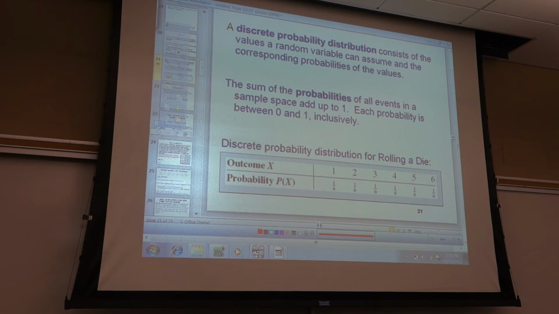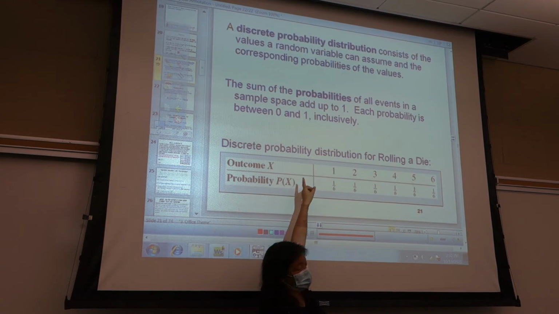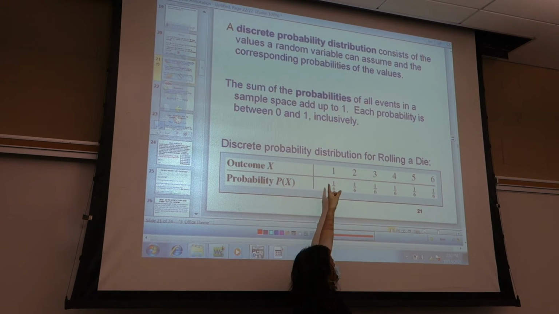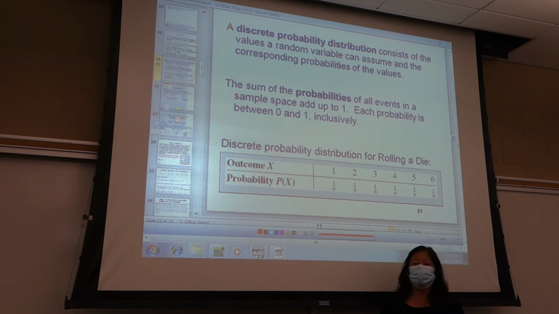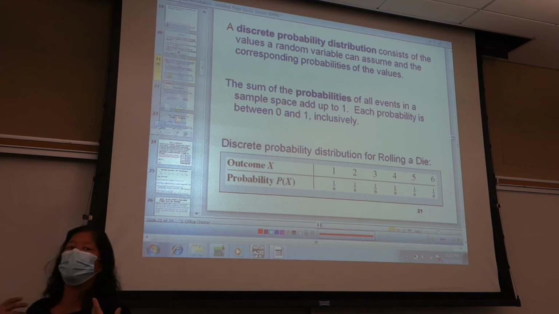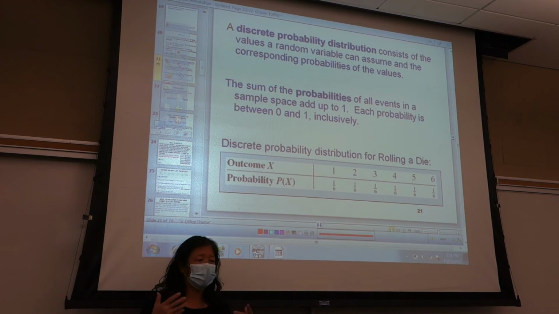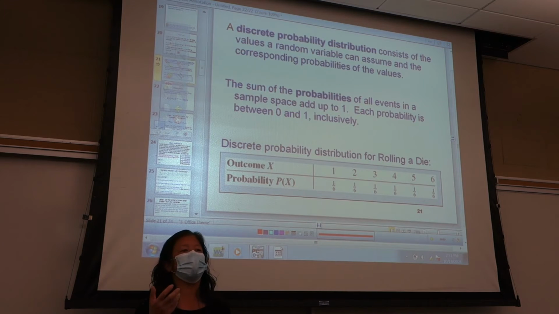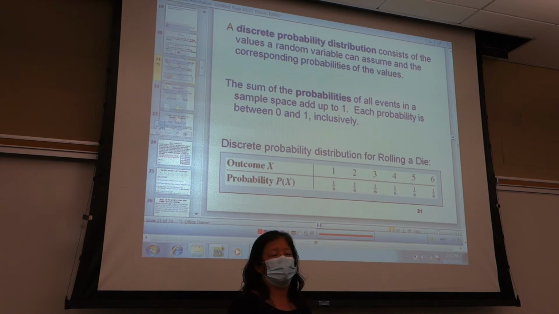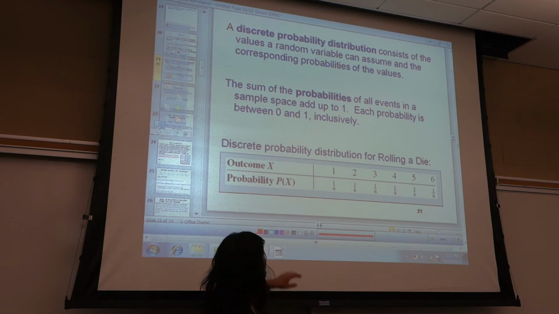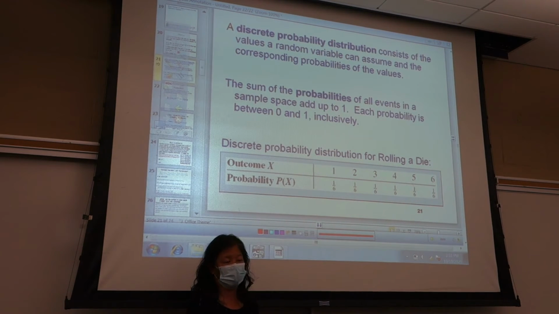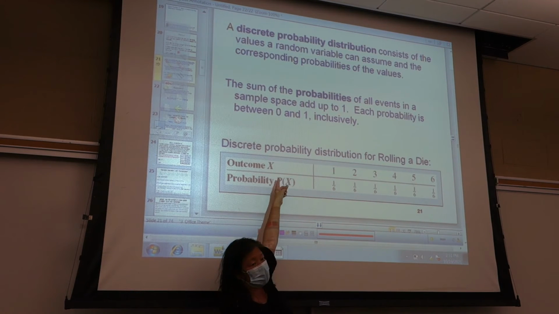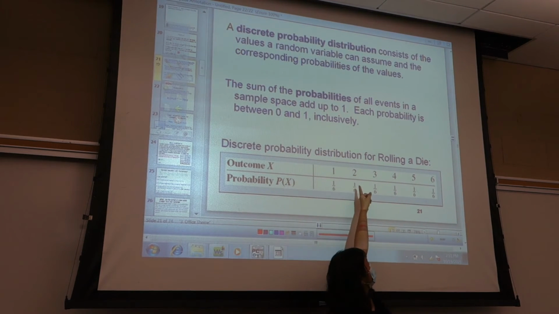This is reviewing chapter 5. A discrete probability distribution consists of the values a random variable can assume. If I roll a dice, what could I get? 1, 2, 3, 4, 5, or 6. The easy way to figure this out, because we had a little bit of trouble last class, is to ask what varies in the problem. What is the thing I'm trying to find in the problem that changes? And it's not the probability, because the probability is not the thing.